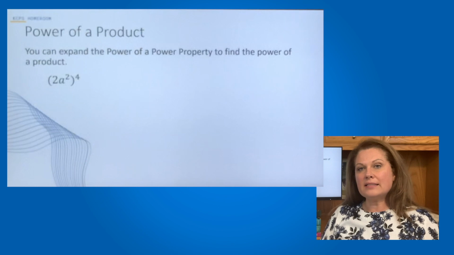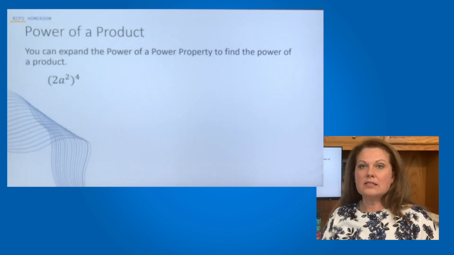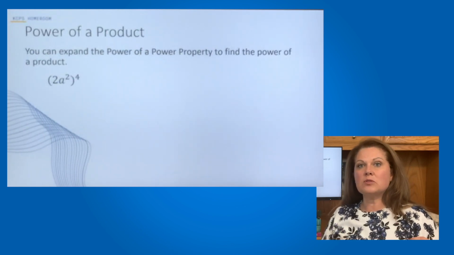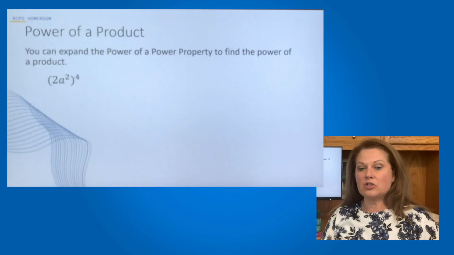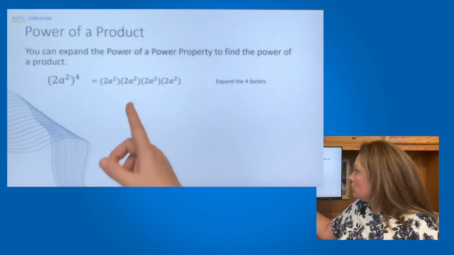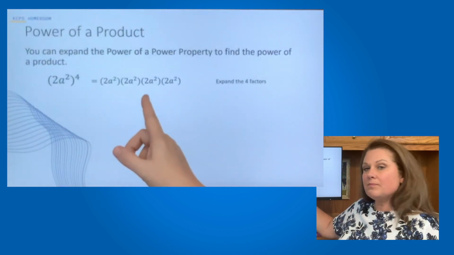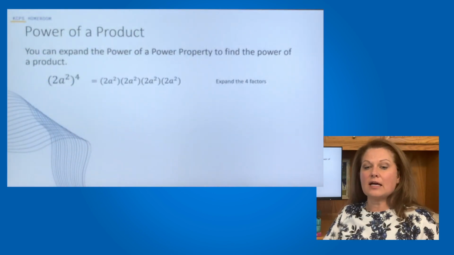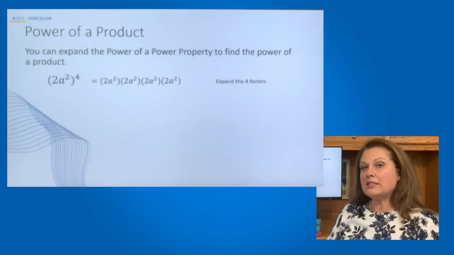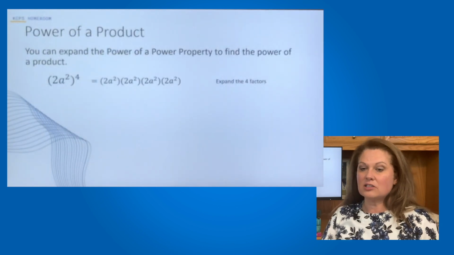So our base is actually 2a to the second power. Now the 4 is going to tell us how many times we're going to multiply that particular factor, and how that would look would be something like this: 2a to the second times 2a to the second times 2a to the second times 2a to the second. That gets kind of repetitive and hard to say, kind of like a tongue twister.